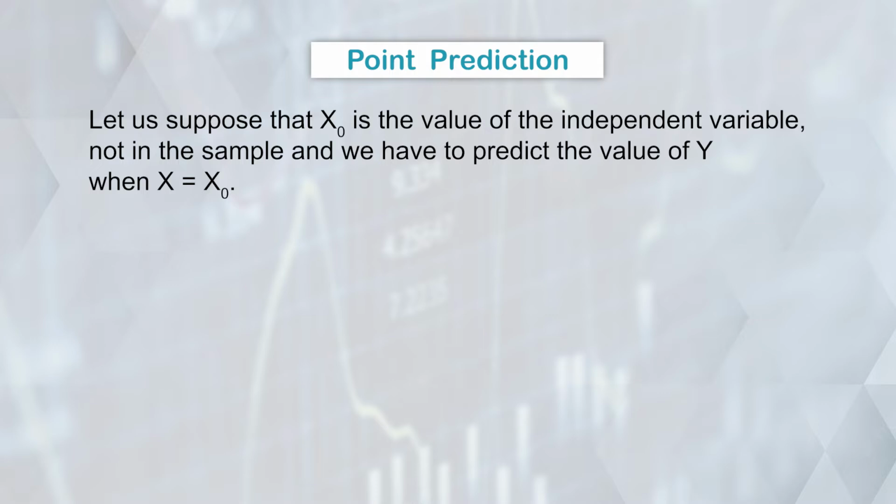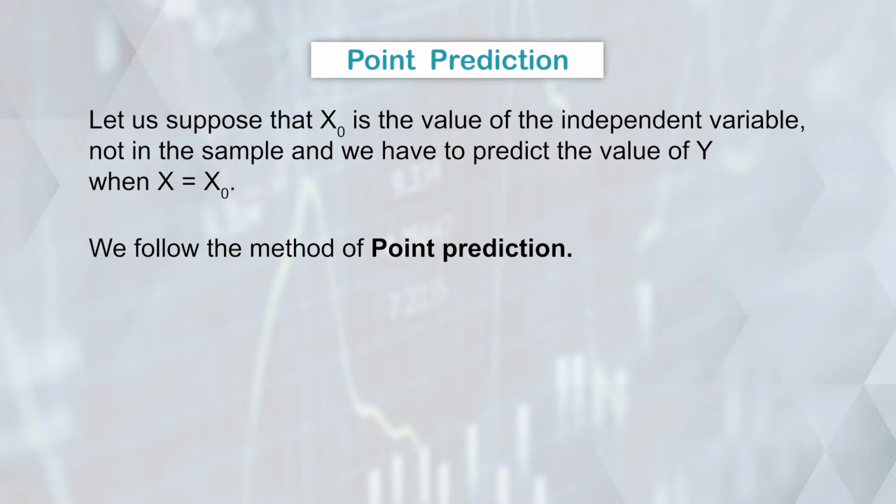So basically when we look for the point prediction, we deal with the variable such that for a particular value of x, that is x0, we want to find the predicted value of y as y0, and thereby the prediction technique can be applied. This entire method comes under the notion of point prediction.